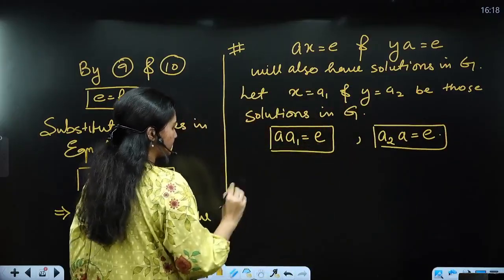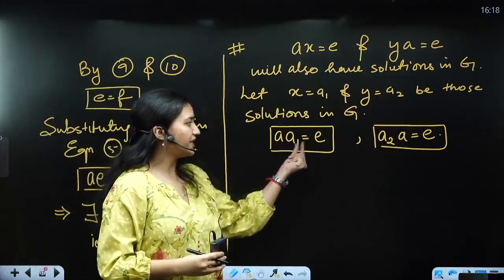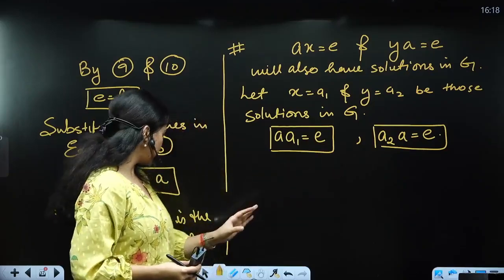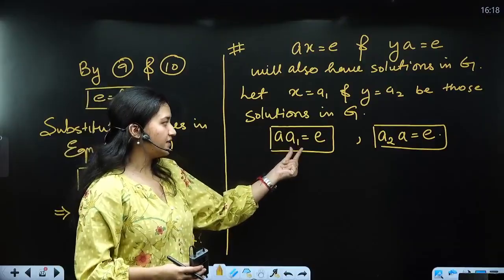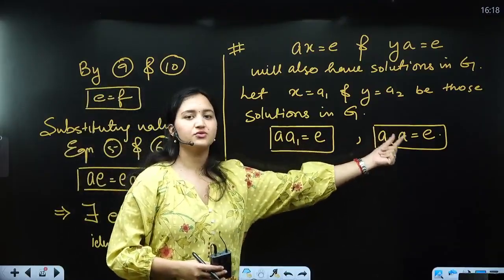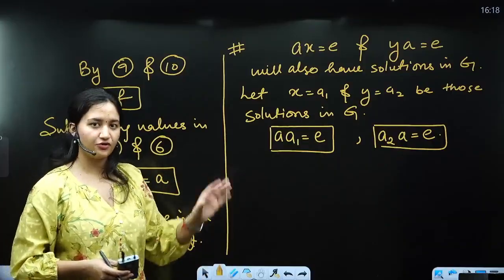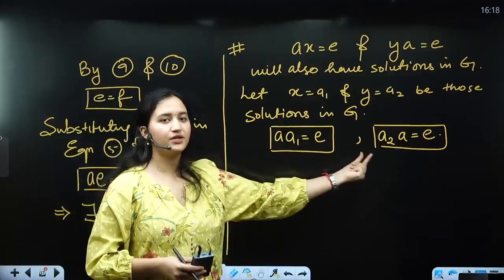Now what do we basically want to do? What do we want to do? If I am able to prove that a1 and a2 are equal, then I will get an equation which will be a1 equals a1 a equals e, which is nothing but the definition of inverse, right? For a1 is going to be the inverse. So from here I just have to prove that a1 and a2 are equal.